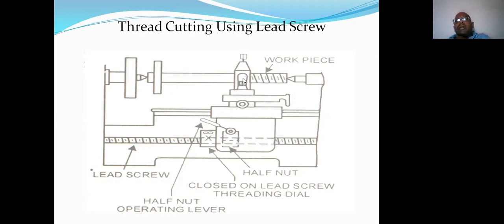So whenever the cutting tool moves along the length of the thread, then immediately this half nut should disengage. After disengaging the half nut, by using either a manual method or a power method, the carriage should be brought back to its required initial position.